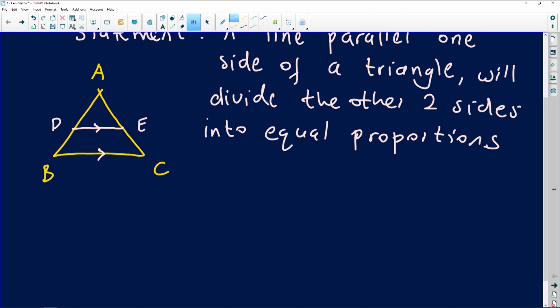That line will divide the first side, which means the side on the left-hand side, this side here. It will divide that side and the other side into equal proportions, which simply means, in simple terms, the length of AD divided by the length of DB will be the same as the length of AE divided by the length of EC, right? So that's essentially what the whole thing is about. If you've got a triangle, you draw a line parallel to one side of a triangle, it's going to divide the sides into two equal proportions. The ratio on one side will be equal to the ratio on the other side. It's just as easy as that.